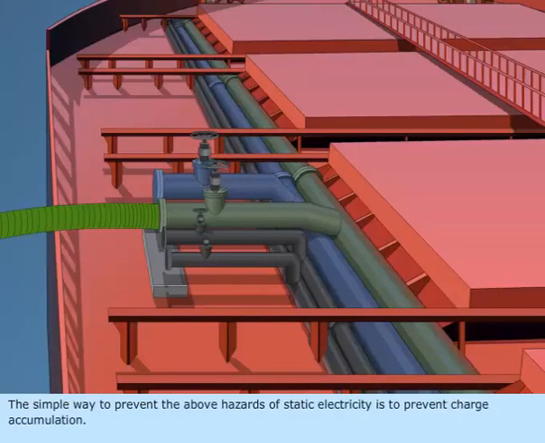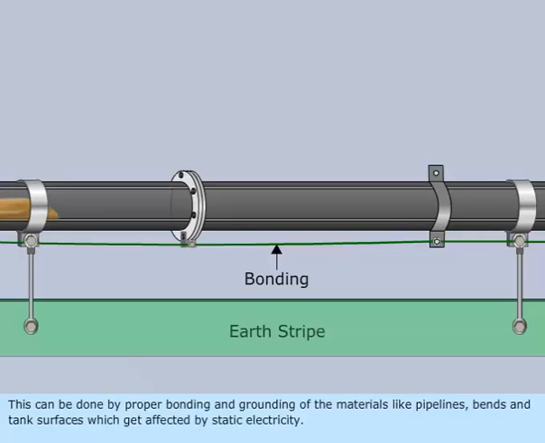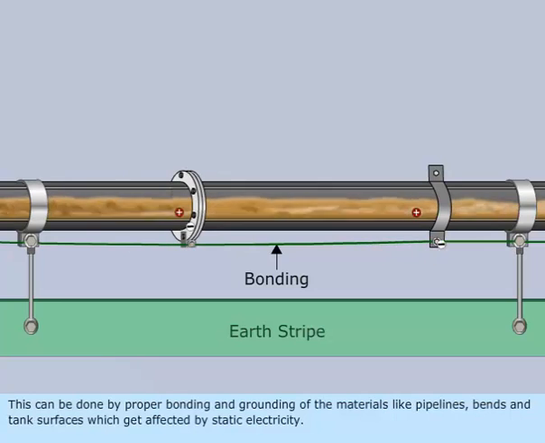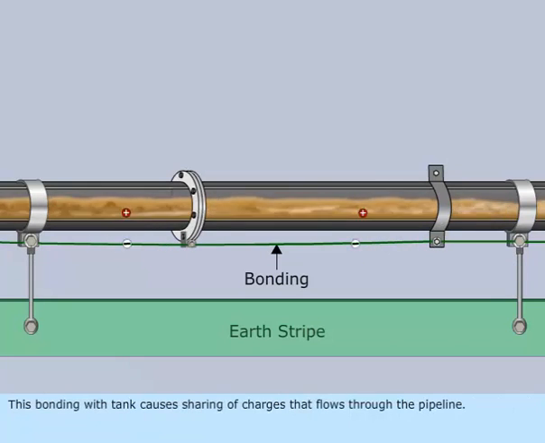The simple way to prevent the above hazards of static electricity is to prevent charge accumulation. This can be done by proper bonding and grounding of the materials, like pipelines, bends, and tank surfaces, which get affected by static electricity. This bonding with the tank causes sharing of charges that flow through the pipeline.